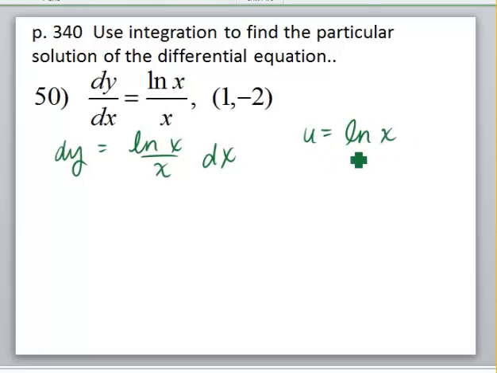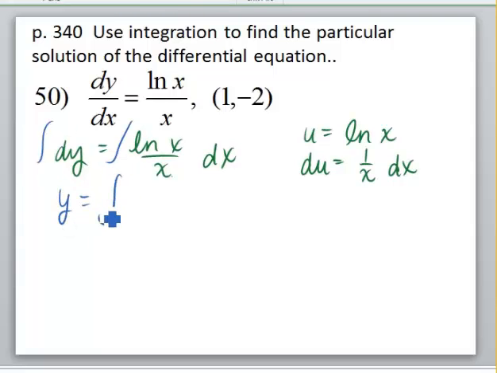ln of x. I don't want to pick x, I want to pick ln of x, because when I take the derivative of ln of x, I get 1 over x dx, and that takes care of this 1 over x dx right here. So when I integrate both sides, I end up with y equals, and I'm going to rewrite this in terms of my u. I have u, and then I just need du to take care of the 1 over x dx. So I get y is equal to u squared over 2 plus c.